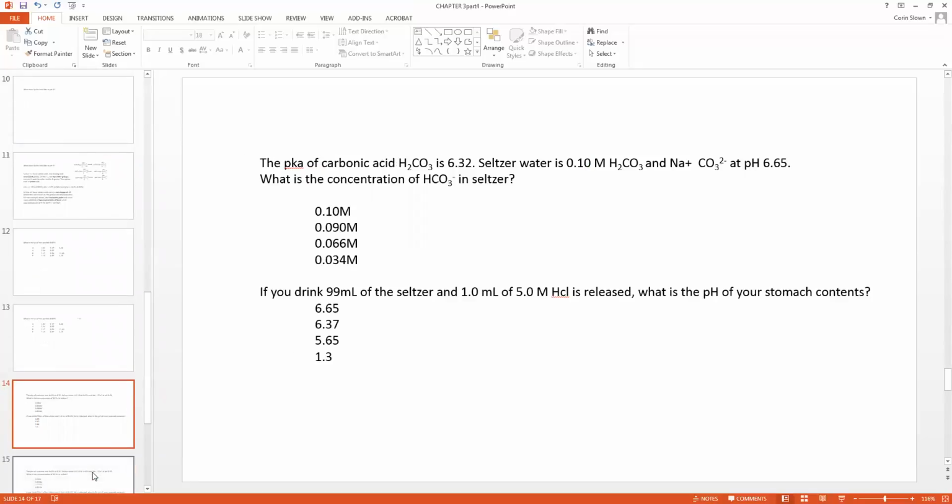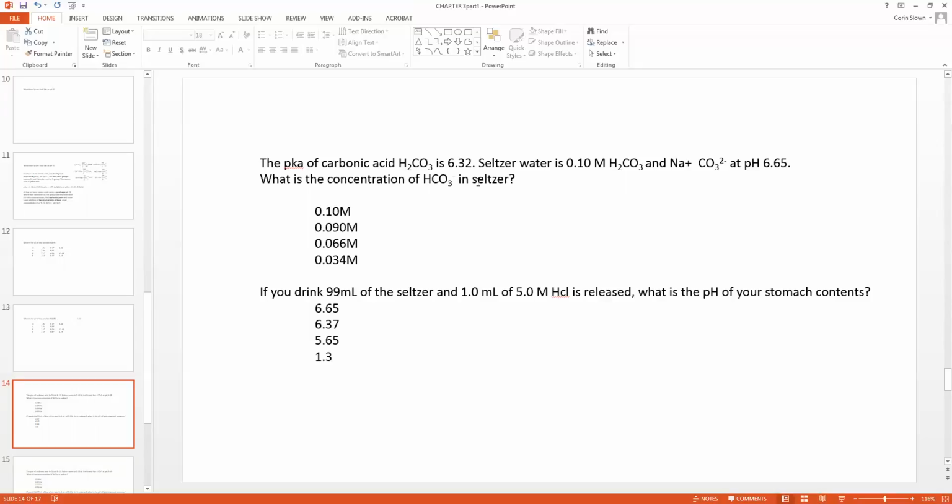Last one that we're looking at here is, again, pKa, but this is of a small molecule, not necessarily an amino acid or a peptide. Here we're looking at carbonic acid. I know that my pKa is 6.32, and I'm told that seltzer water is 0.1 molar carbonic acid and some combination of carbonate at a pH of 6.65. And I want to know, what is the concentration of HCO3 minus in seltzer?